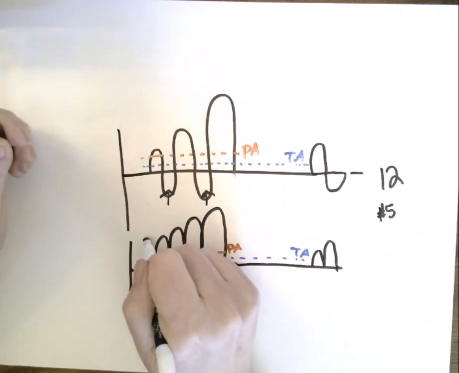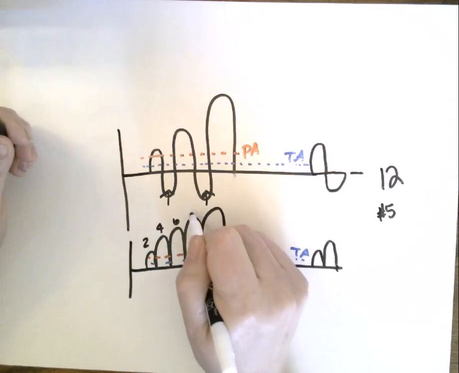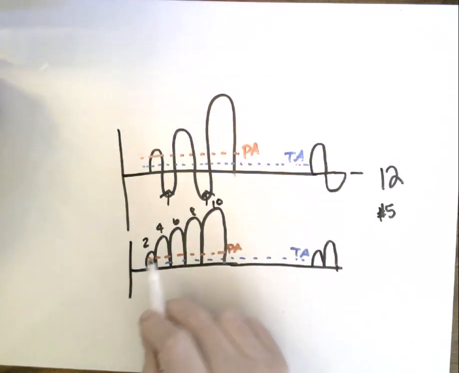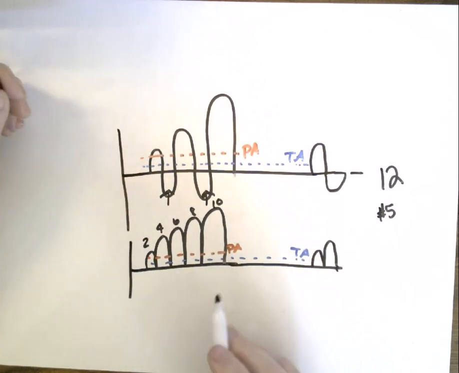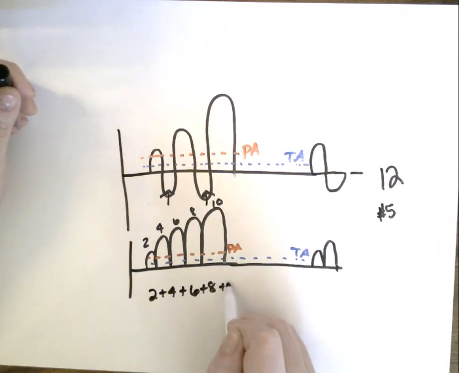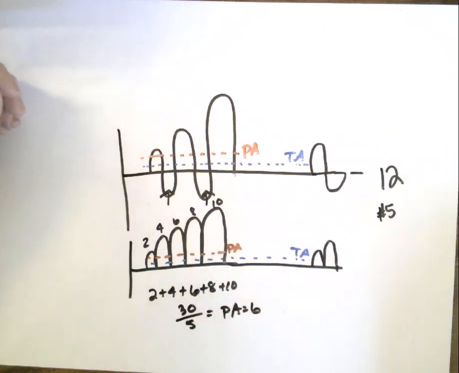So again, if we were to just give random intensity values to each of these peaks, we could figure out the pulse average as being 2 plus 4 plus 6 plus 8 plus 10. That equals 30. We have 5 values, so divide by 5, and we would find that our pulse average equals 6. And again, these are just mathy ways to look at this. So we are averaging the intensities that we find through there.